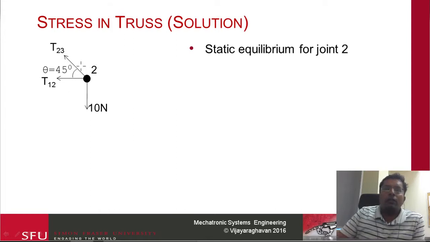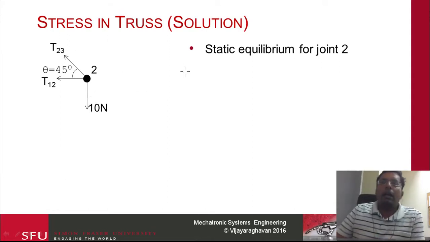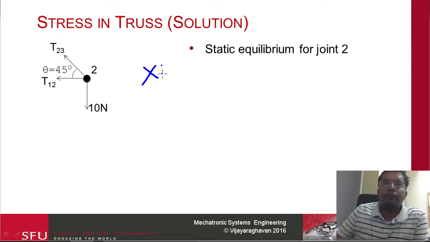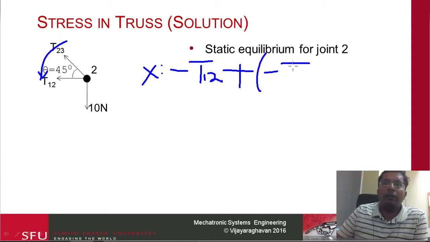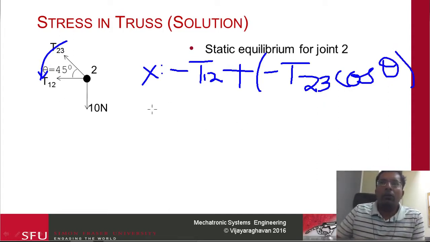For that, we need to resolve these forces along the X and the Y direction. Basically, I'm going to assume the horizontal is the X and the vertical is Y. So if you do the X equilibrium, I have to resolve these forces, and T12 is pointing along the negative X, so I'm going to say negative T12, and then I'm going to resolve this force along the X direction, and so that becomes plus, and once I resolve this it becomes negative T23, and this angle is theta, so this becomes cosine theta, and this would be equal to 0 because there's no other force in the X direction.